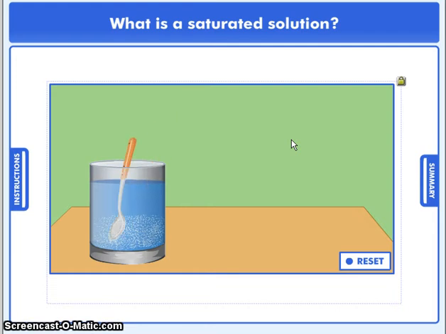Watch what happens now. Notice that when we stir, some of the salt grains go away, but some of them do not dissolve. That means that the water or the solution of salt water that we have created has reached the saturated solution level. It can no longer dissolve any more salt granules at the current temperature. Now, I could possibly add heat to this and make it dissolve a little bit more, or I could possibly add more water and that would help dissolve it as well.